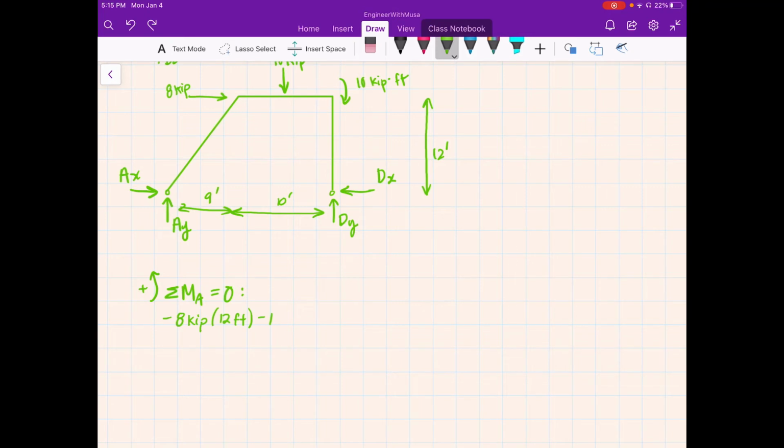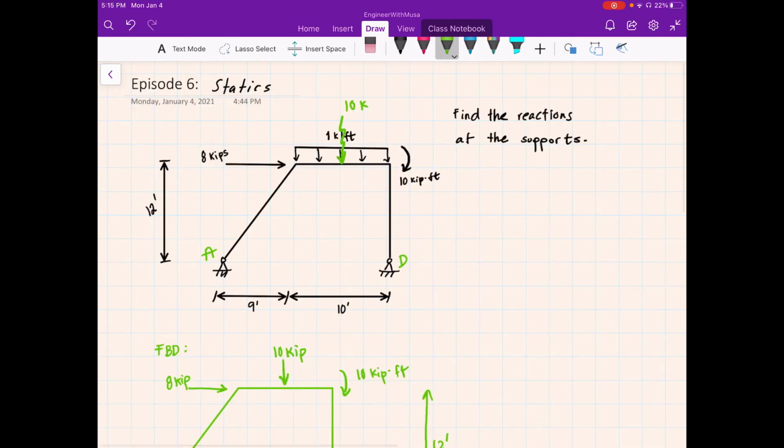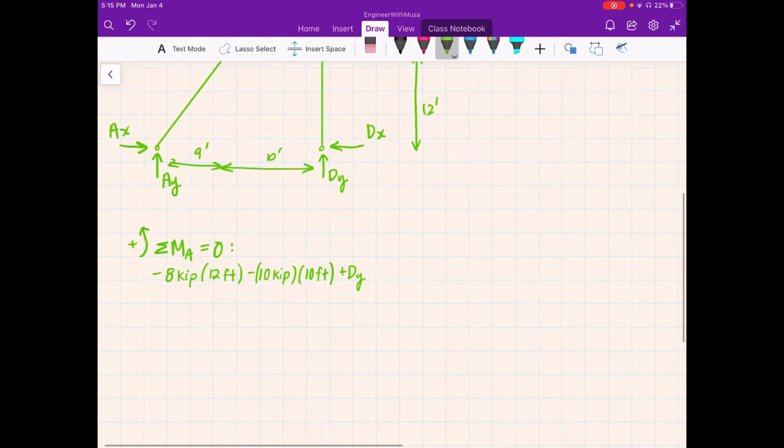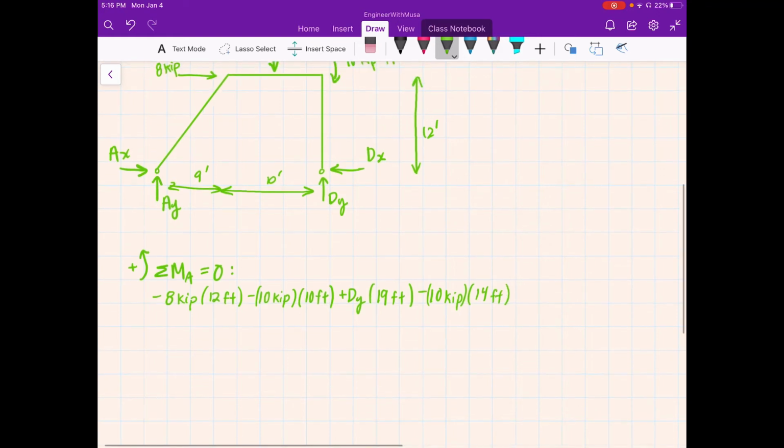So that should be 10 kip times 10 feet plus DY times 19 feet minus 10 kip times 14 feet is equal to 0.